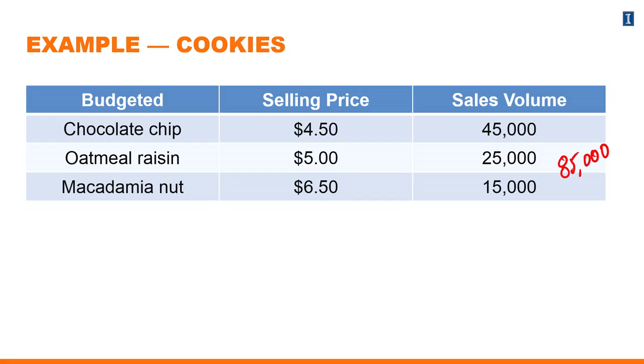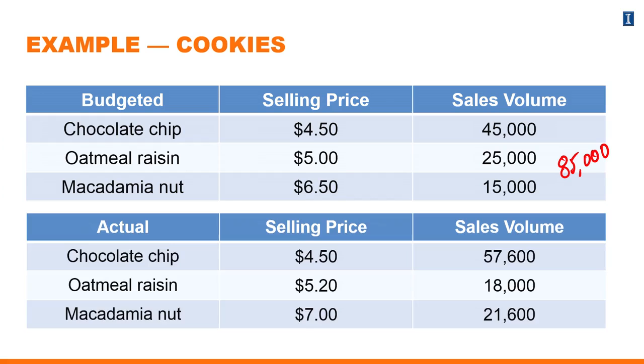Now, we also, at the end of the accounting period, acquire actual revenue information. For the same 3 cookie lines, we learn that our actual selling price for chocolate chip was what we had planned it to be, $4.50. For whatever reason, we charged a slightly higher price on average for our oatmeal raisin cookies than we had planned at $5.20. And we also raised the price, compared to what we had budgeted, of the macadamia nut cookies and charged $7 per unit for those.